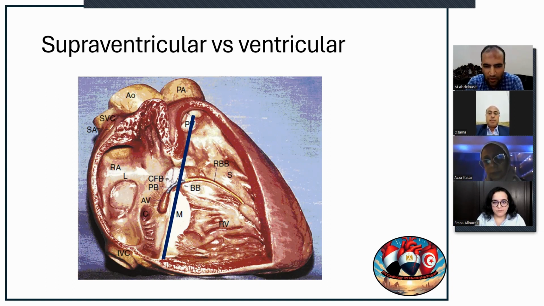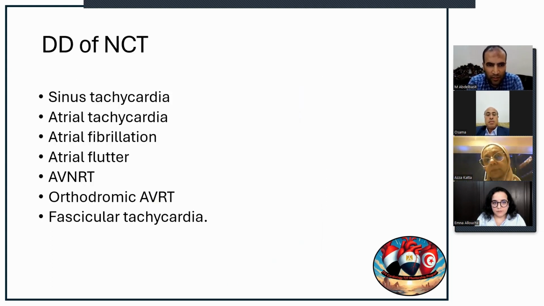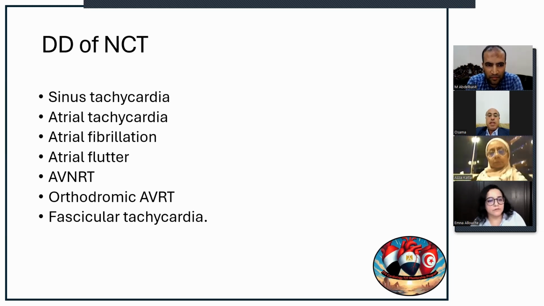Yes, very important point. If we have simultaneous ventricular activation at the same time, we'll get a narrow complex rhythm. If one ventricle is activated before the other, because of any of the causes you mentioned, we'll have a wide complex tachycardia. So back to Dr. Osama, what is your differential diagnosis of narrow complex tachycardia? Okay, the common narrow complex tachycardias are sinus tachycardia, appropriate and inappropriate, and atrial tachycardia, atrial fibrillation, flutter, AV nodal reentrant tachycardia, and AV reentrant tachycardia, as well as fast fascicular tachycardia, which can present with narrow complex.